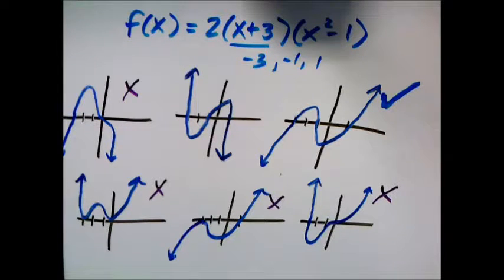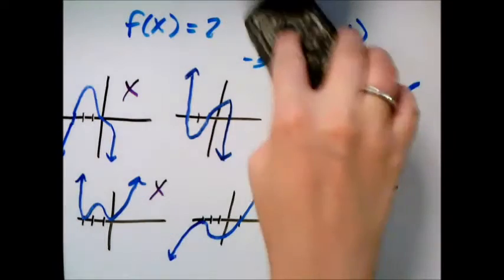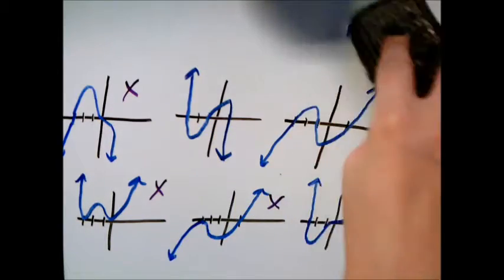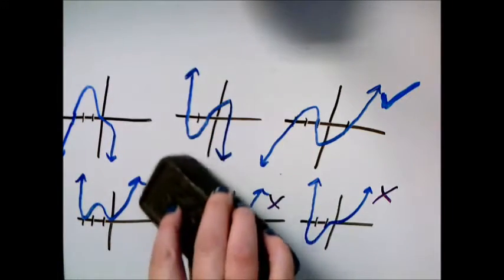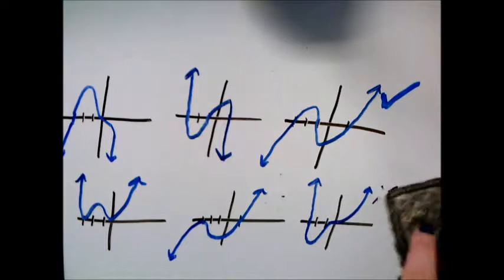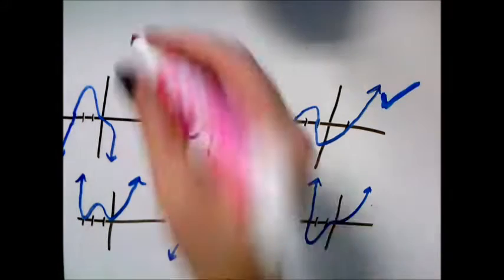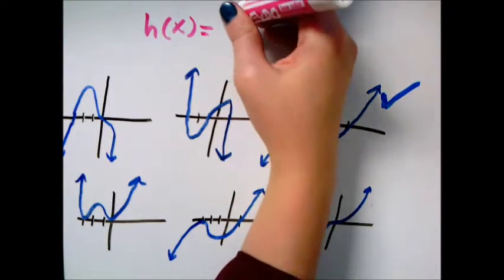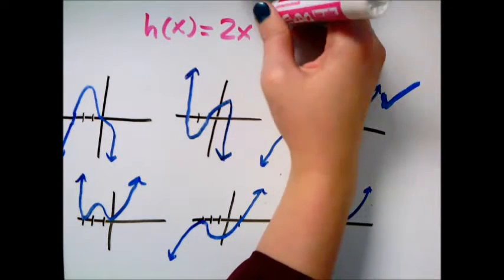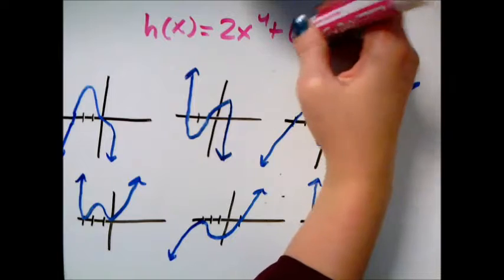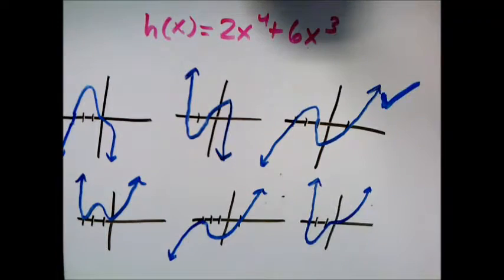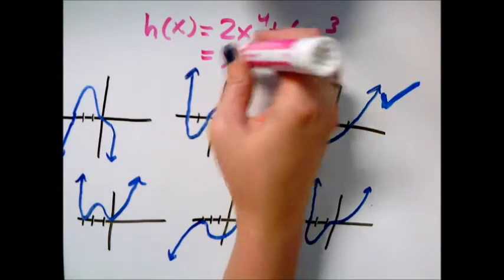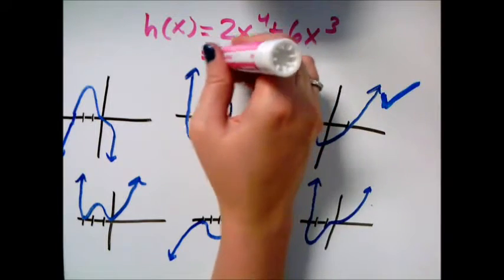All right, so then let's try another equation. We'll erase our process of elimination x's from earlier. So 2x to the 4th plus 6x to the 3rd. All right, so notice I could factor x to the 3rd out of both of these. Actually, 2x to the 3rd.